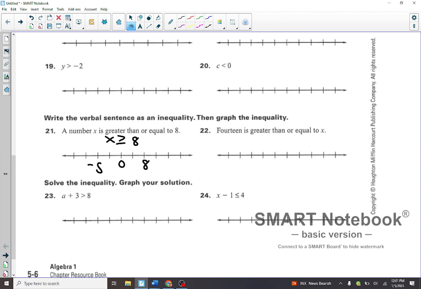0, 8, -8. Closed circle on 8, x is greater than or equal to, so bigger than 8. Is that just the opposite of what we did in the beginning? Yes. So I give you words, give it into symbols.